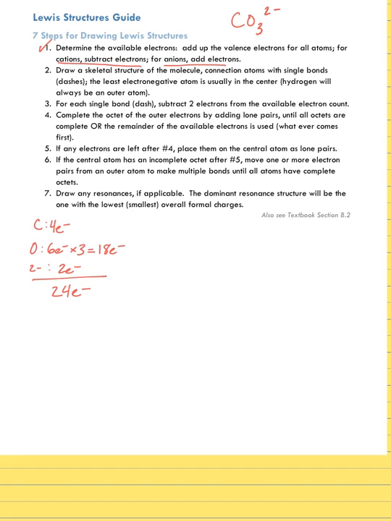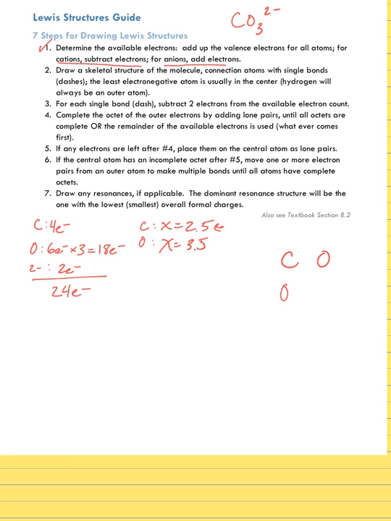Step 2 is to draw a skeletal structure of the molecule. The skeletal structure is basically like what is the bare minimum we need to have this molecule held together. When we do this, we put the least electronegative atom in the center. So carbon has an electronegativity of 2.5, and oxygen has an electronegativity of 3.5. So clearly carbon is the lower electronegativity, and that's going to be in the center. So carbon is going to be in the center.